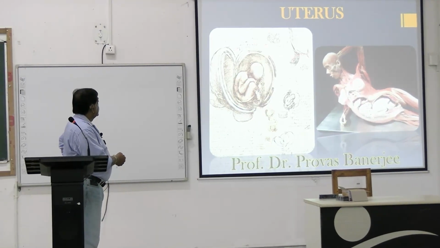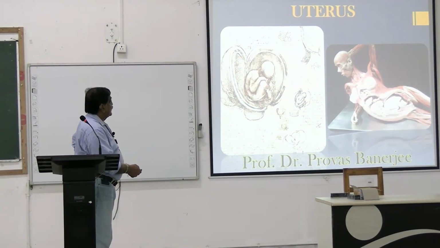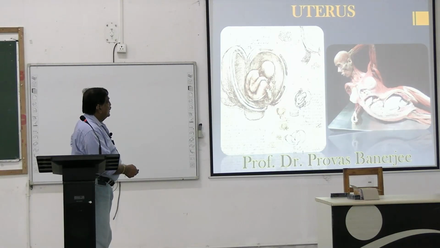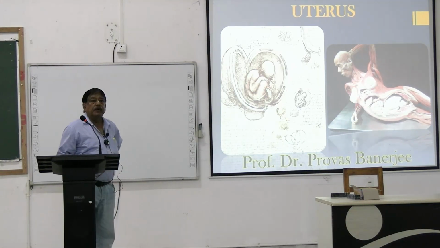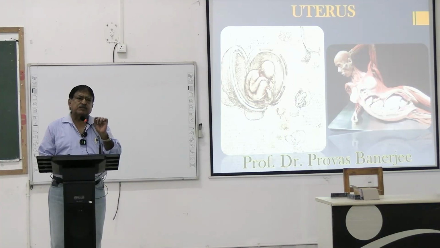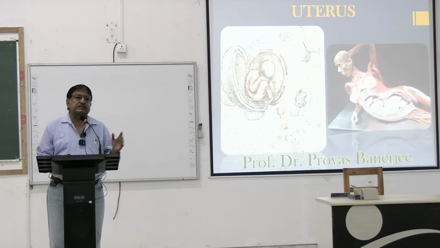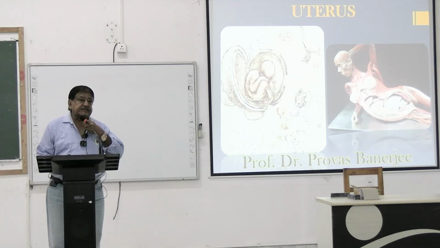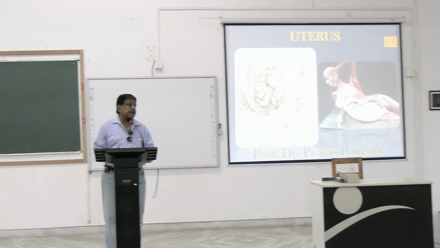This is a sketch by Leonardo da Vinci, and this is a plasticized human body prepared by Professor Hagens of Germany. Plasticization is a process; if you search on Google, you will find formaldehyde is injected, then the body is put in an acetone chamber and completely dried, and plastic is injected into the dead body. Like formalin is injected into the dead body.